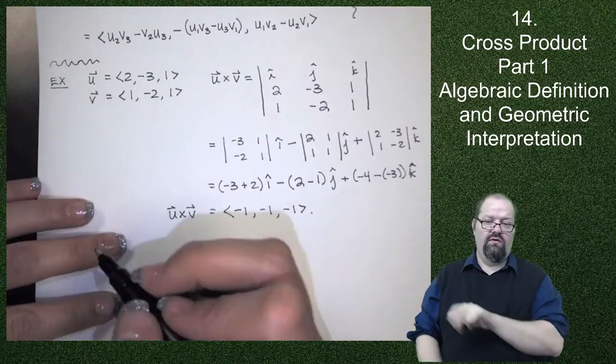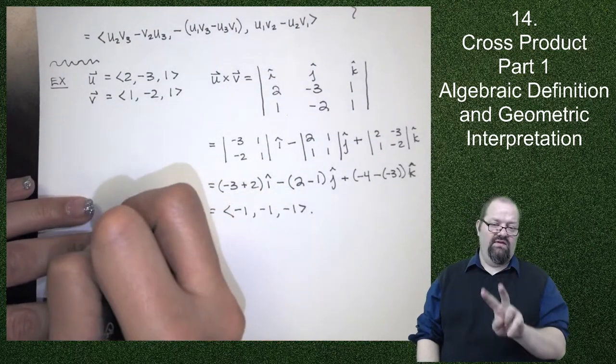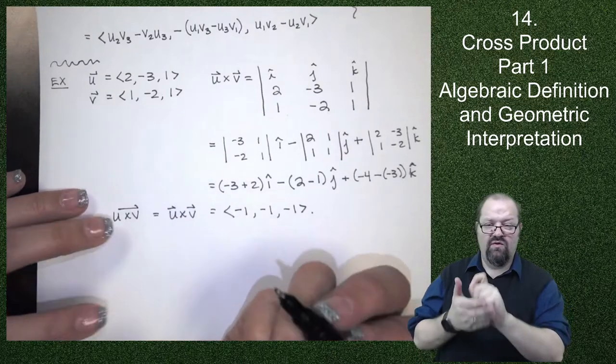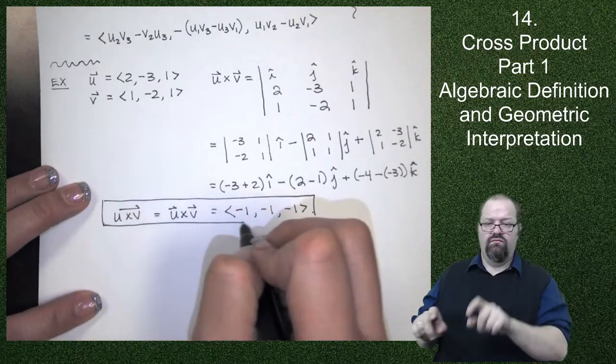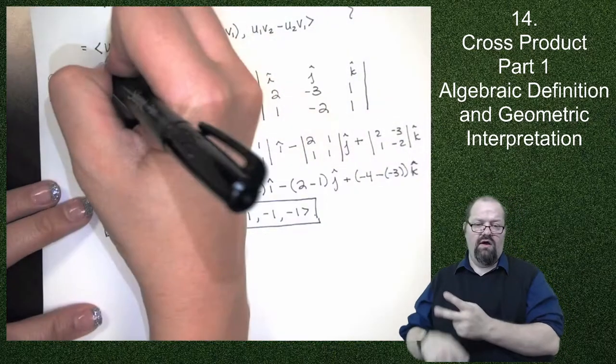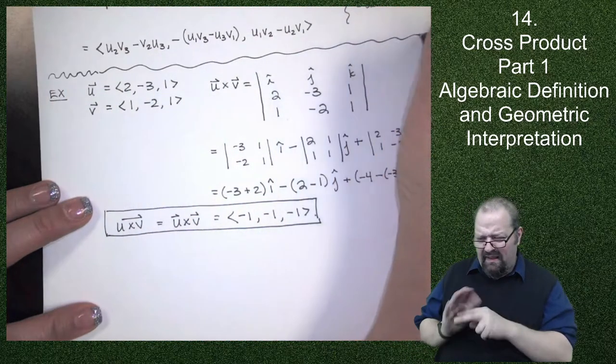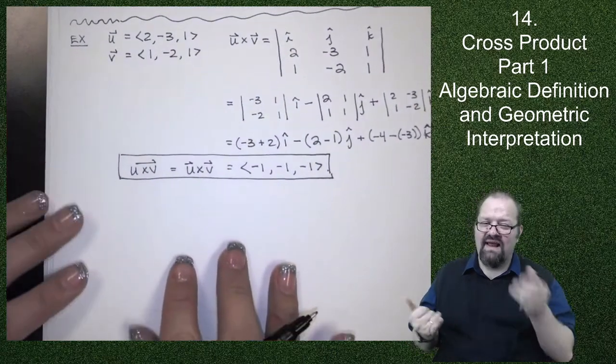So that's u cross v. Or sometimes you'll see it written this way. u cross v is a single vector. The result is a vector. Now, if you are wondering, what does all of this mean? Don't worry, I'm about to tell you what all of this means.